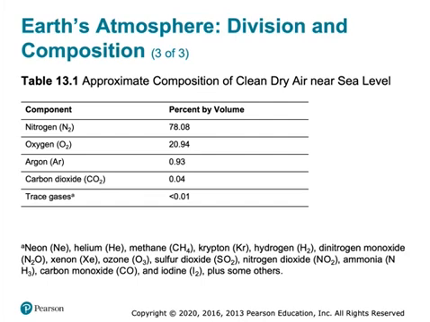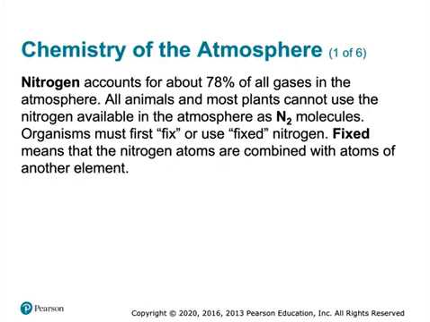trace all else. Those are the trace gases. And nitrogen is a large amount. It's a fairly inert gas, and it's important because plants need it as a macronutrient, but it's not usable in its form. It needs to be fixed.